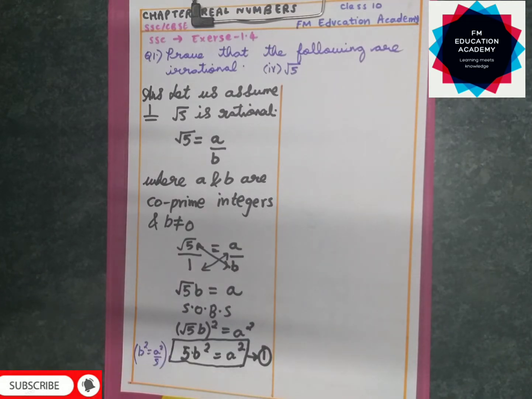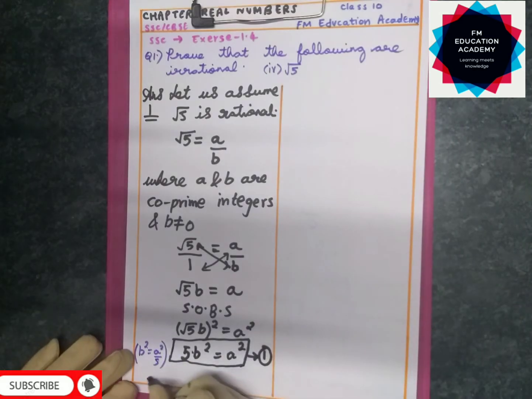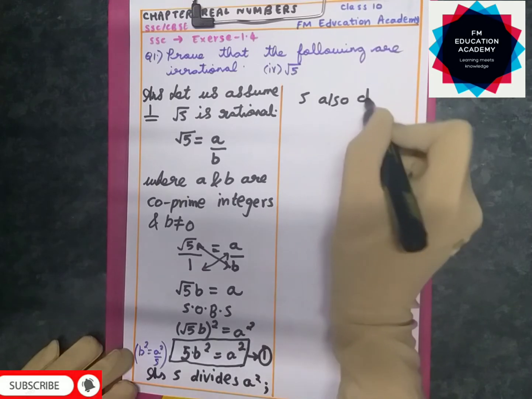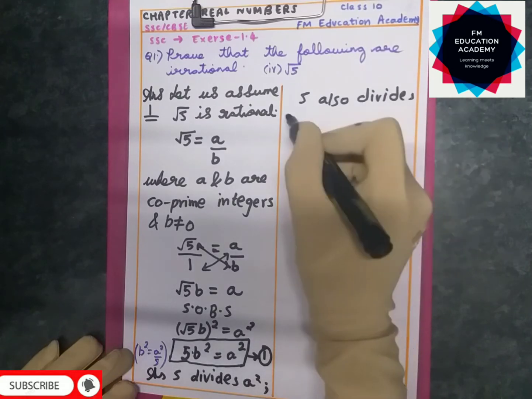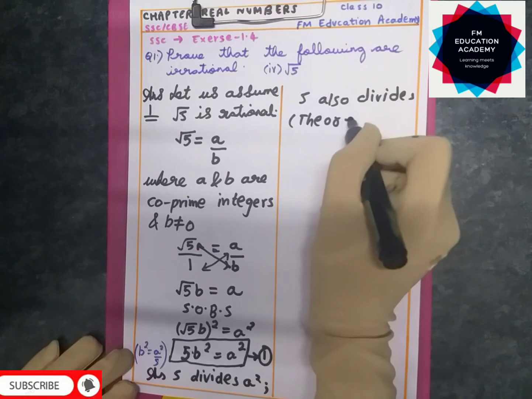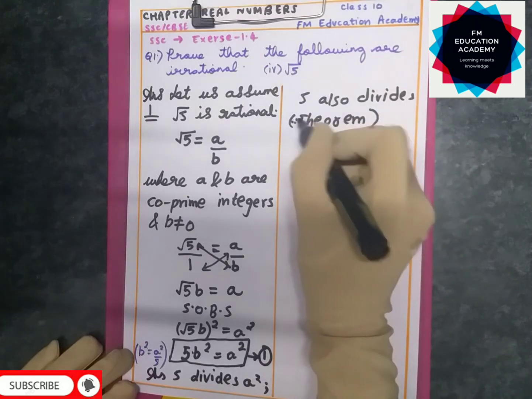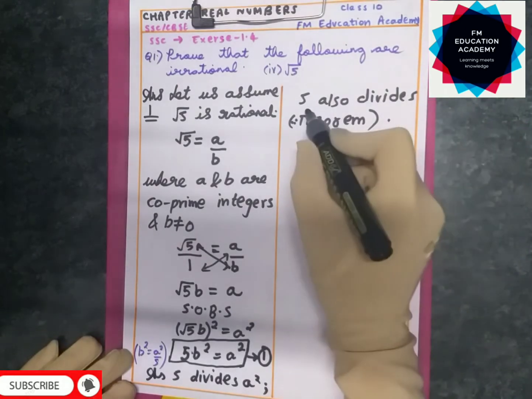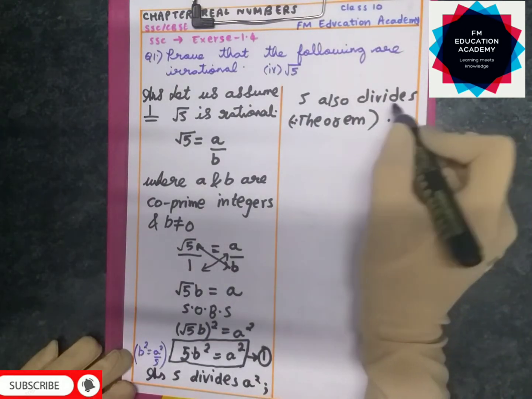Now we have one theorem that if 5 is a prime number, and if that 5 divides a square, then 5 also divides a. So I'll write here: 5 divides a square, 5 also divides a. This is a theorem in real numbers. So from the theorem you can write that as 5 divides a square, 5 also divides a.